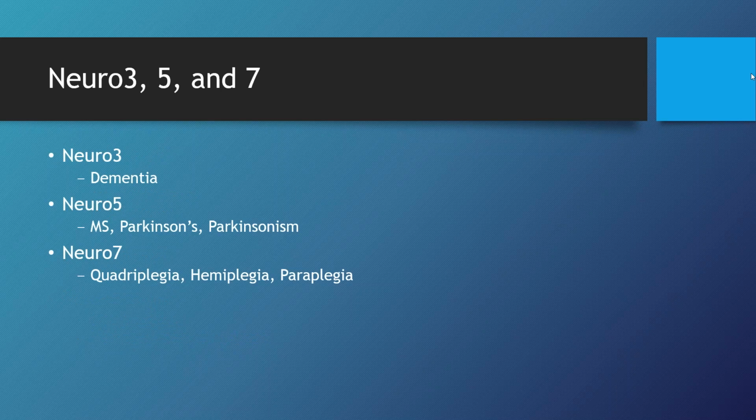There are several neurological diagnoses within the neuro 3, 5, and 7 comorbidity groups. Dementia, multiple sclerosis, Parkinson's disease, quadri, hemi, and paraplegia have the potential to drastically impact a patient's response to care. If these disease processes are present and not stable, it's wise to look at provider documentation and assessment findings to see if they should be included on the claim.